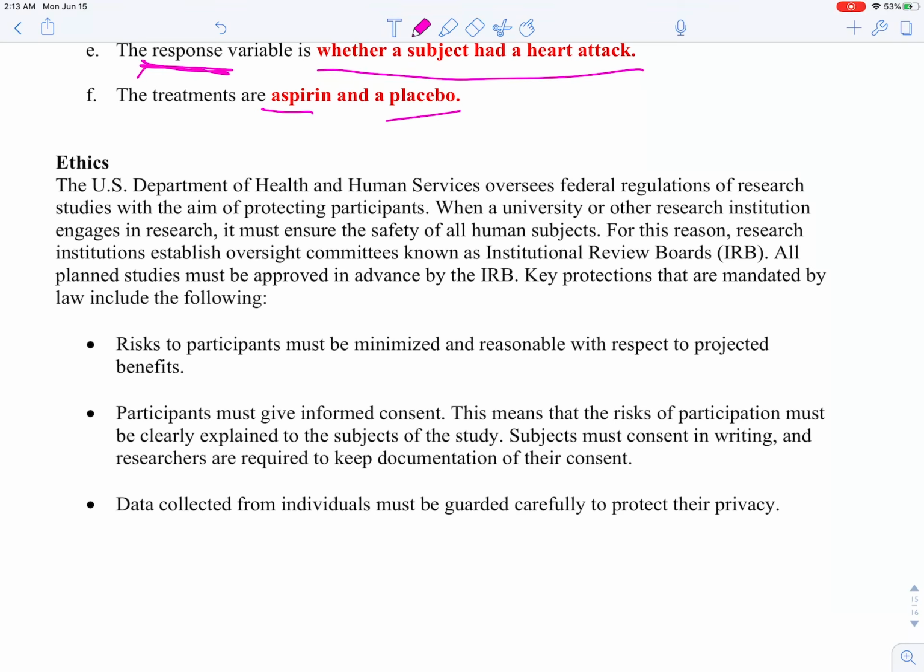And the last one here, data collected from individuals must be guarded carefully to protect their privacy. That one's kind of self-explanatory. All right, so that's the first chapter of statistics for this semester.